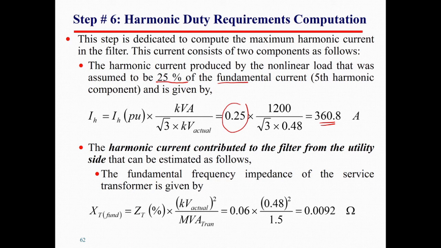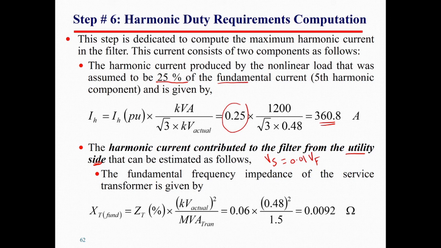And again we also need to calculate the harmonic current that comes from the utility, because the utility also has harmonics. He told us that it has 1% of the fundamental voltage. So the fifth harmonic voltage was given in the example as 1% of the fundamental voltage. We need to consider that one, and of course that is coming from the transformer.